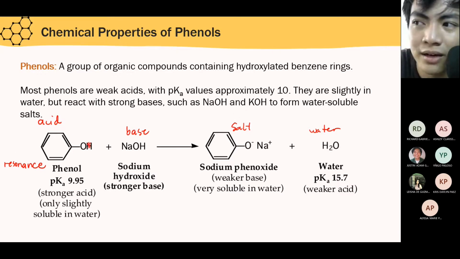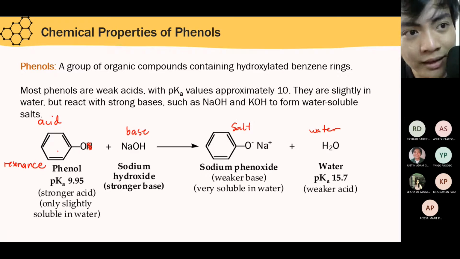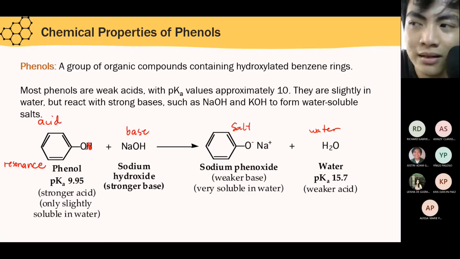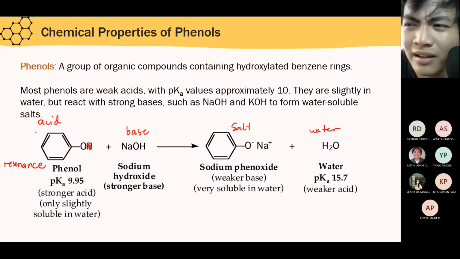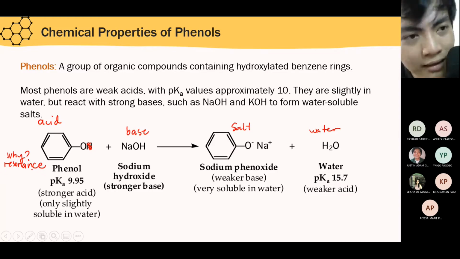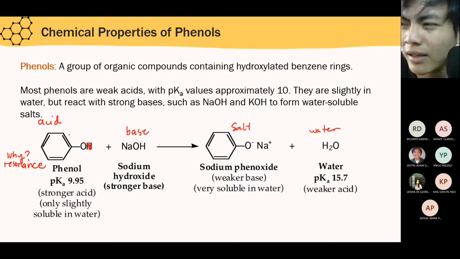Kasi kapag natanggal daw yung hydrogen, stable pa rin yung molecule. So, ibig sabihin, acidic siya. Di ba yung acid sila yung nagtatanggal ng hydrogen? So, apparently, if yung phenol, tanggalan mo siya ng hydrogen, stable siya. So, yun yung reason bakit siya acidic. Ang sagot natin dyan ay resonance because even though you remove the hydrogen, the molecule is still stable. Okay? So, that's it, no? So, phenol.